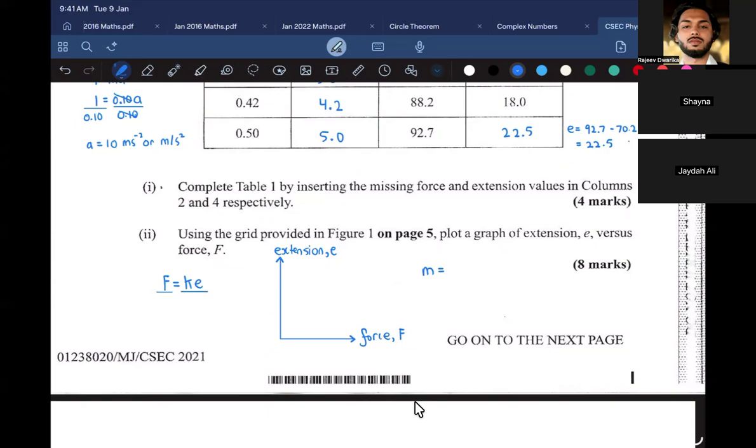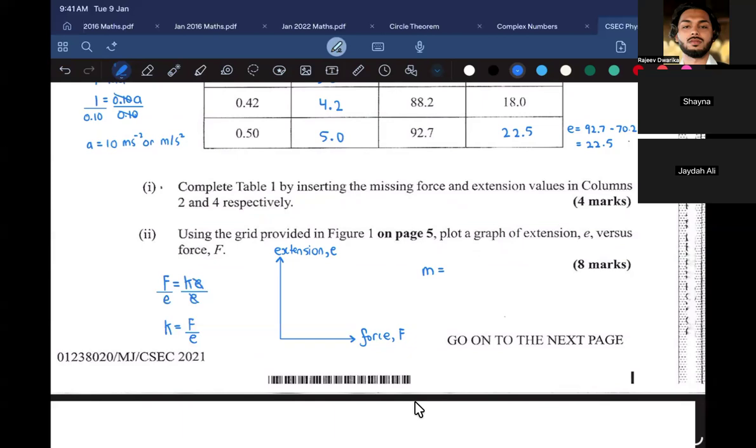K is the spring constant, by the way. I'll help you out. If I wanted to make K the subject, I would divide both sides by E. Why am I doing that? So that I only remain with K on that side. In other words, K would be equal to force over extension. Tell me if you understand that.